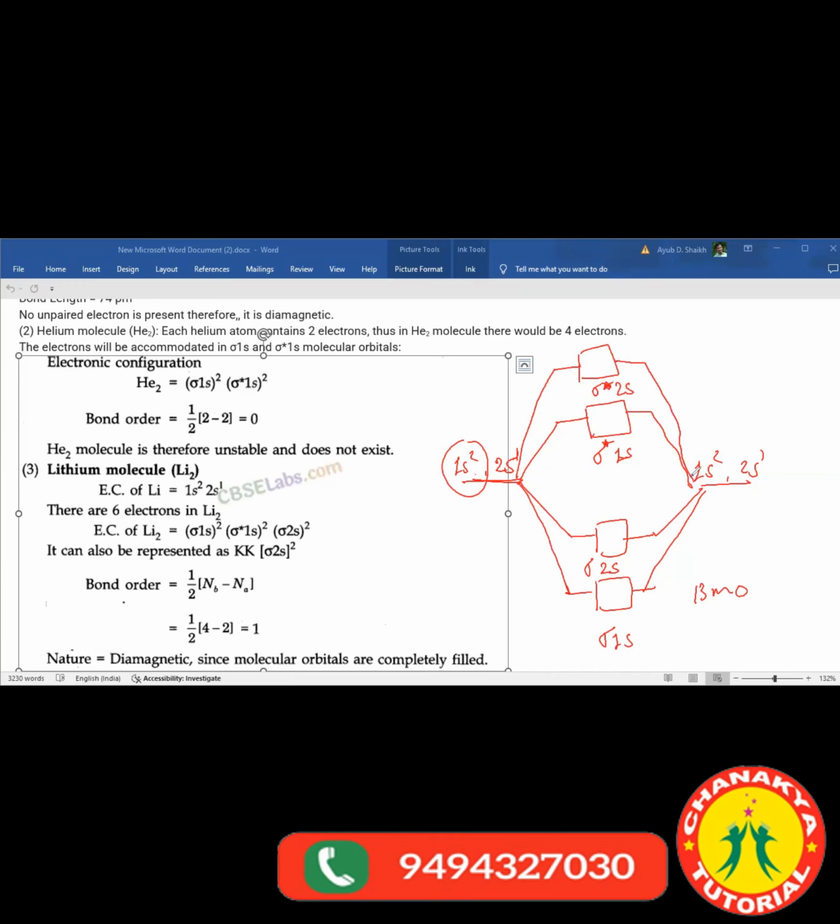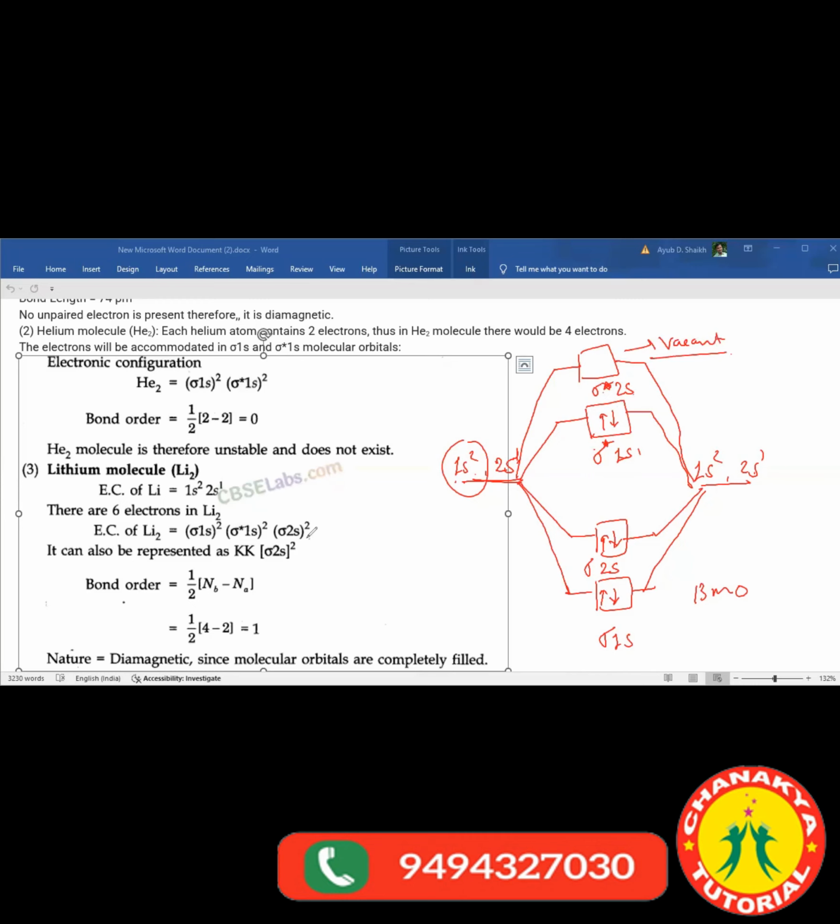So from here, how many electrons would go into the 1s? 1s2, so that will go to sigma 1s2. Then again here 1s2 will go into sigma 2s, correct? Now here is one electron and here is also one electron. They will go into sigma star 1s. And your sigma star 2s would remain vacant. There won't be electrons. So your electronic configuration would be what?